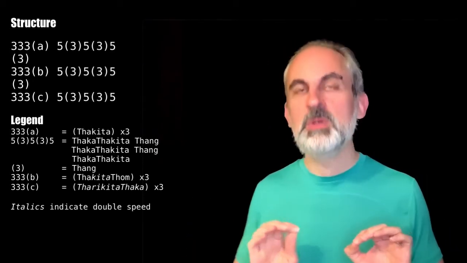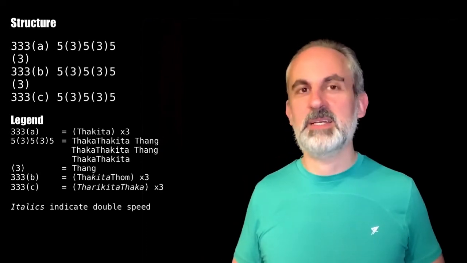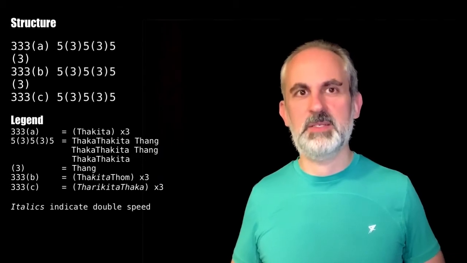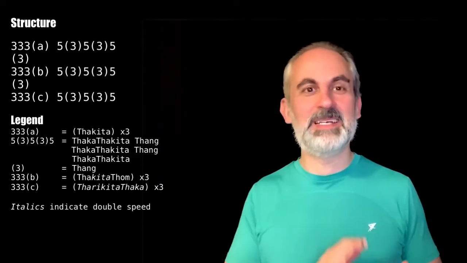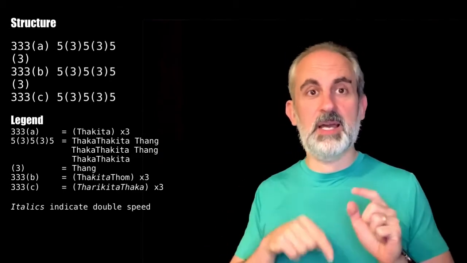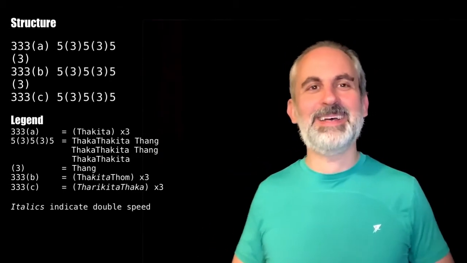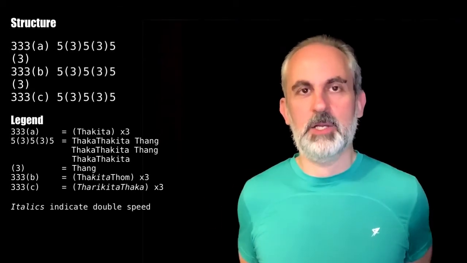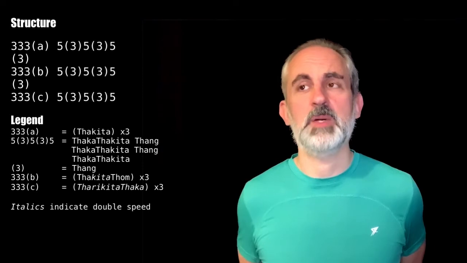This is a new way of reciting 3. This is the first time that we see it. It's really one of the simplest, in a way, and it's a lot of fun to recite this. ThakitaThaka, ThakitaThaka, ThakitaThaka. Really. Anyway, as always, italics means that it's double speed. That's one part of my convention in how to transcribe these compositions.